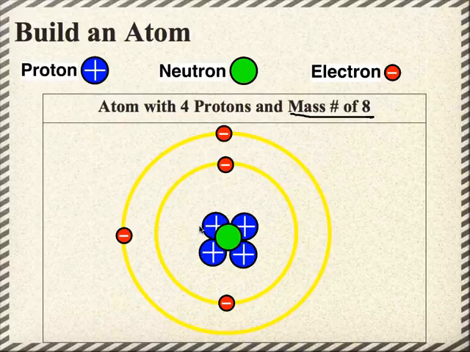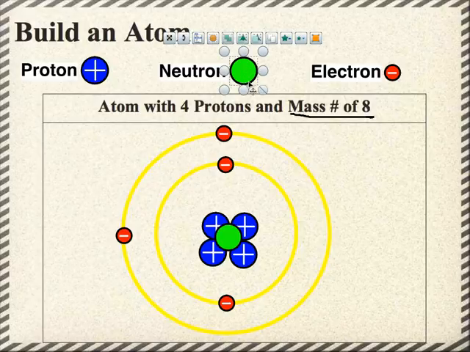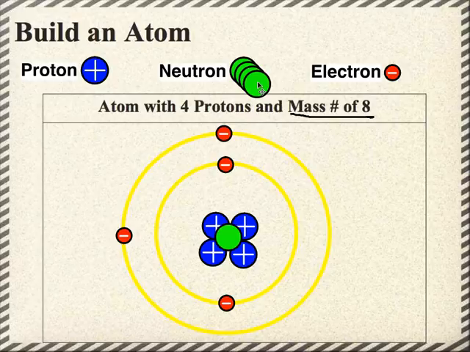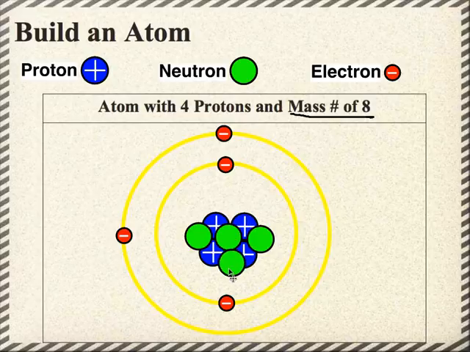So I'm going to come over here and grab 4. I'll make another one: 2, 3, and 4. There you go. Now if I count, I have 1, 2, 3, 4, 5, 6, 7, 8 items in my nucleus, which is correct with the mass number of 8. And that is how I would build an atom. This is the correct way to make an atom with 4 protons. Hopefully you drew that out. This is the correct drawing.